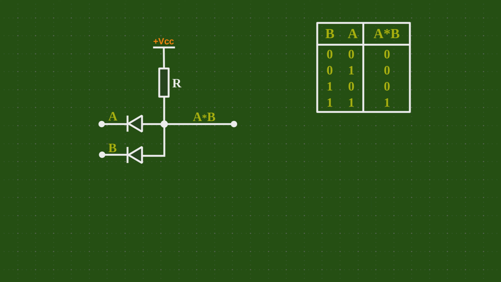AND gate gives a high output signal only if all input signals are high. For all other input signal combinations, the output signal will always be low. And now that is all. It is true, but this is absolutely the wrong way of understanding logic gates.